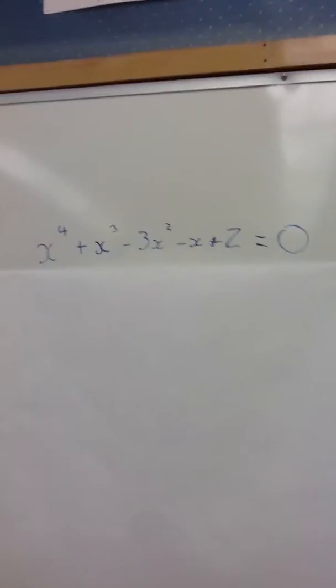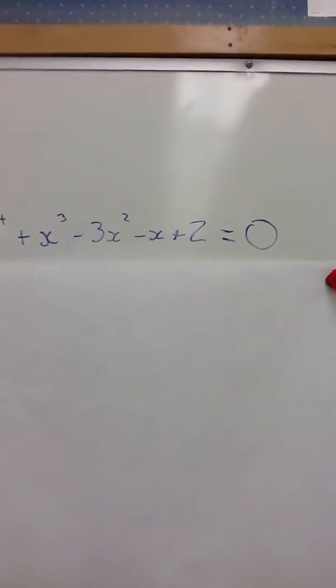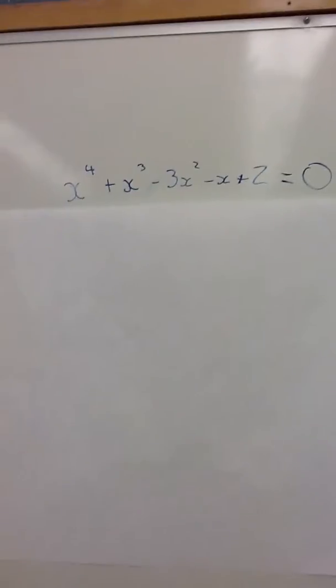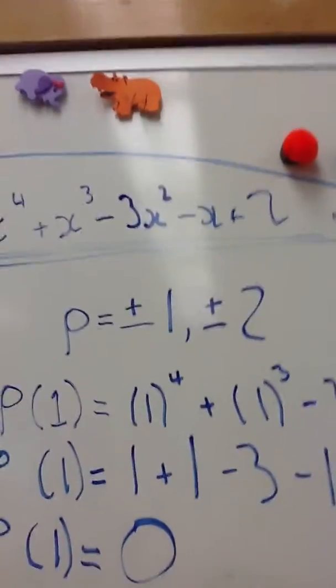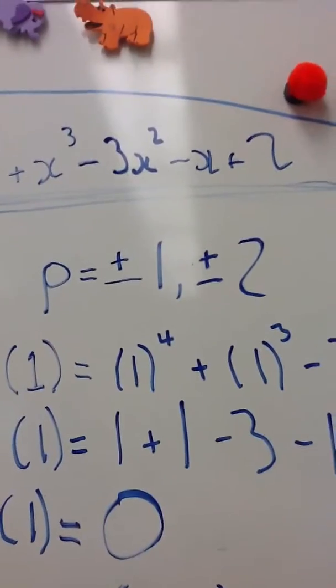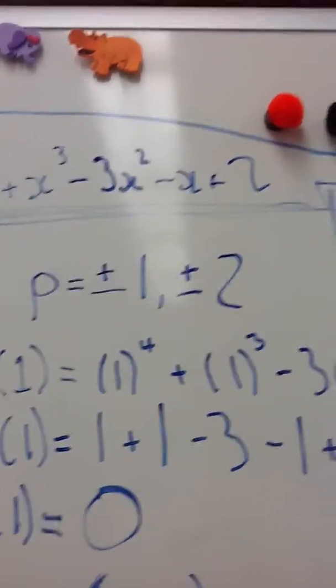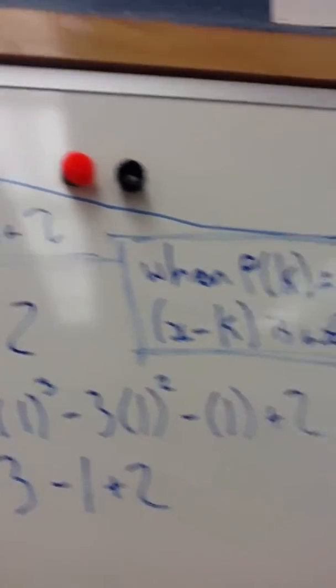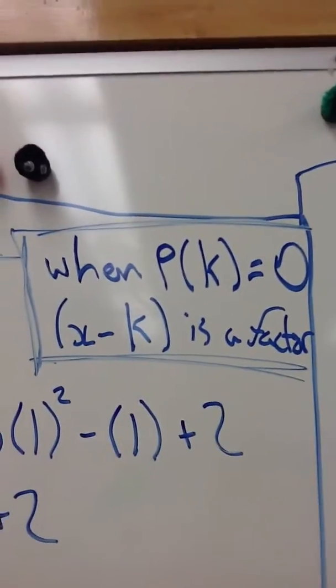Alright, so first step, we take all possible factors of the last term, which is plus 2, because the possible factors of those can become possible factors of the entire expression. Those factors are called the p-values. So those values are plus or minus 1 and plus or minus 2, because both of those numbers could be multiplied to get 2.